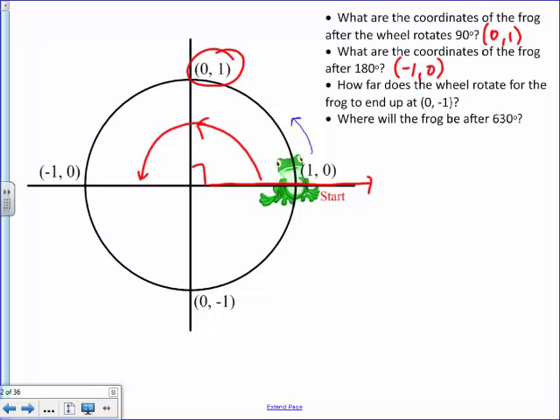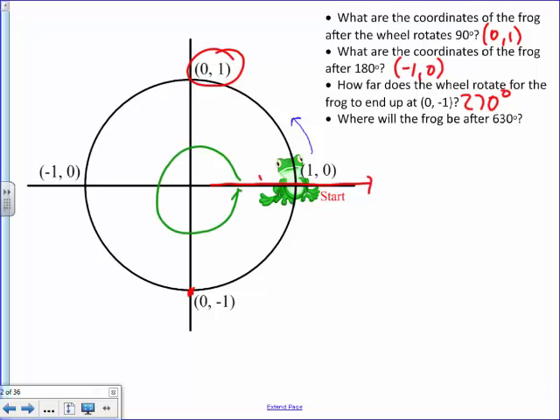Well, how far would the wheel rotate for him to end up at (0, -1)? What if he wanted to get all the way down to this point? He'd go another 90 from there to be at 270 degrees, so 270. And what about this? Where would the frog be after 630 degrees? Well, a circle's only how many degrees? 360, right? So after he goes 360, he's back to the start.